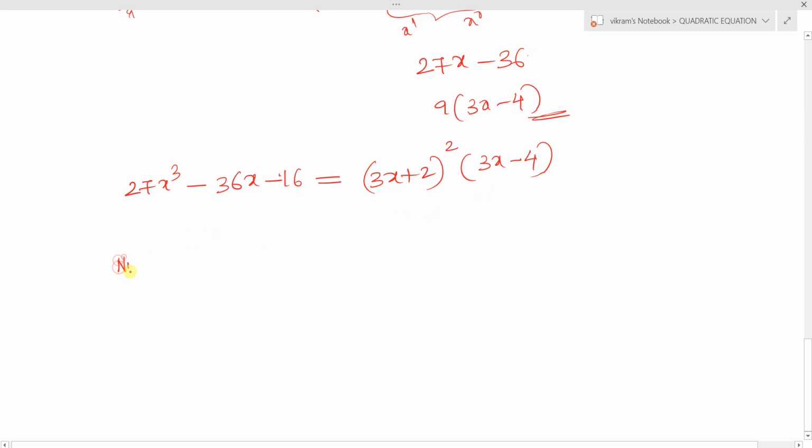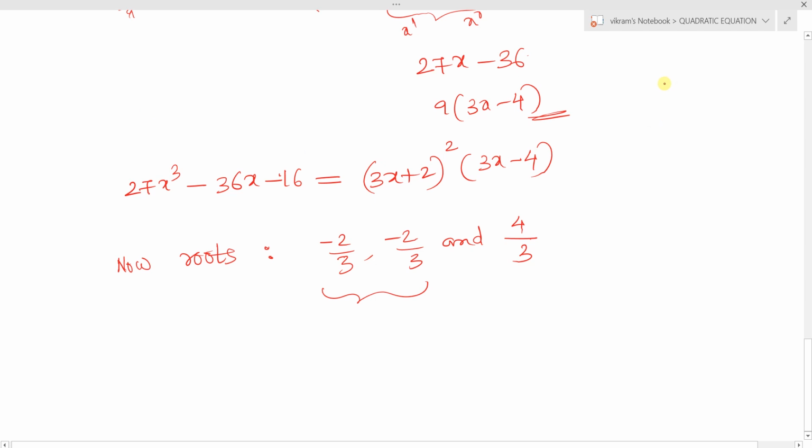Now the question is asking us to find the roots. So the roots are minus 2/3, minus 2/3, and another root, 4/3. Here minus 2/3 is a repeated root. How to find the repeated root?